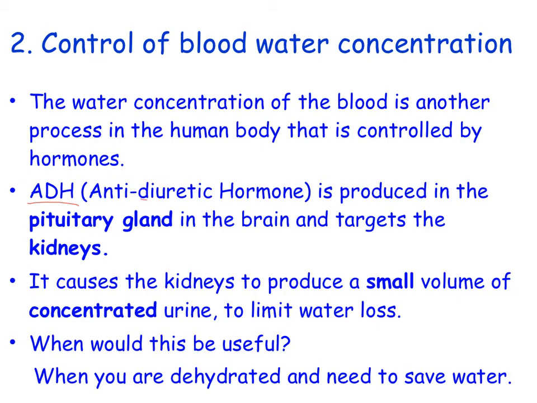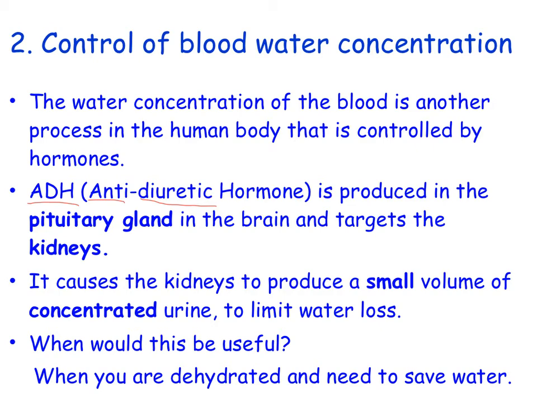Now a diuretic, you may or may not have heard of that. A diuretic is something that makes you produce a lot of urine. So something that is an antidiuretic is something that makes you produce only small amounts of very concentrated urine. Antidiuretic hormone, as has been mentioned before, is produced in the pituitary gland in the brain, and it targets the kidneys. So it causes the kidneys to produce a small volume of concentrated urine.